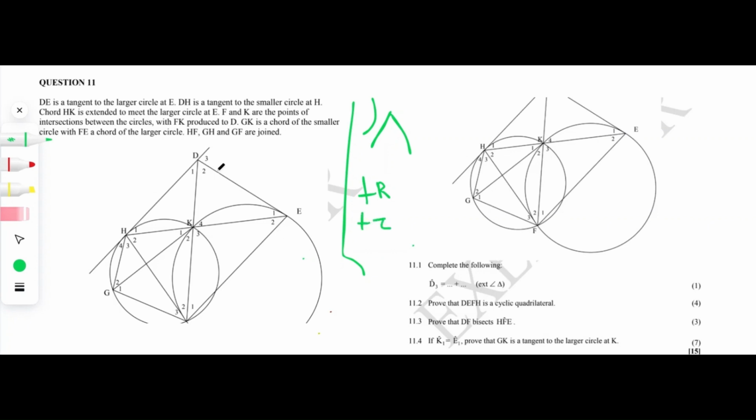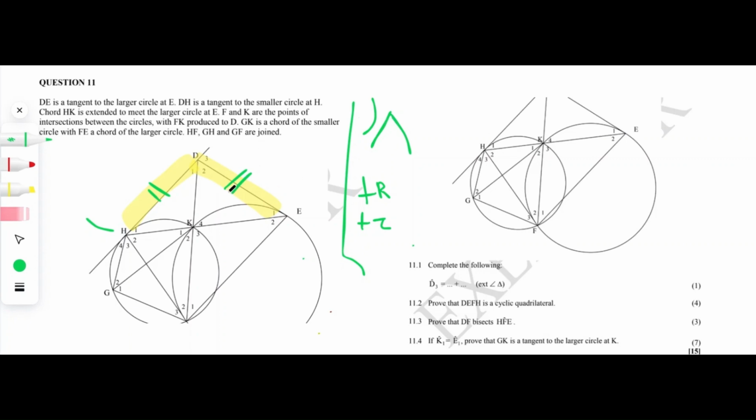Now, they told us that we have DH and DE, and they both happen to be tangents. So it's pretty obvious that tangents from the same point will be applicable to this question. Why is that? Well, that's because we have two tangents that meet at the exact same point, and the end part of those tangent lines touch the circumference of the circle, and so they will be equal in length.